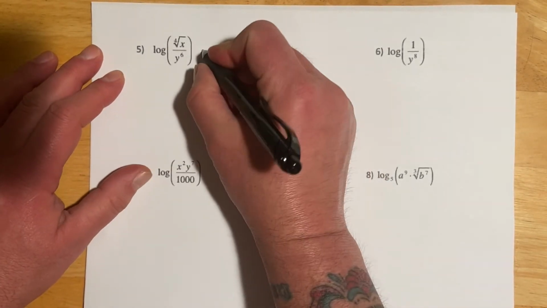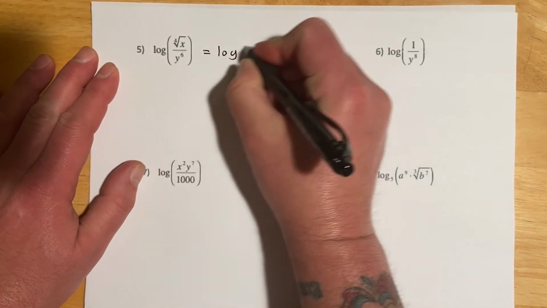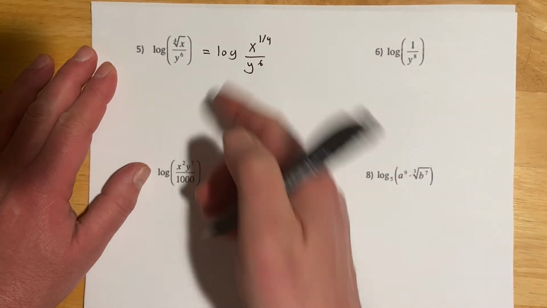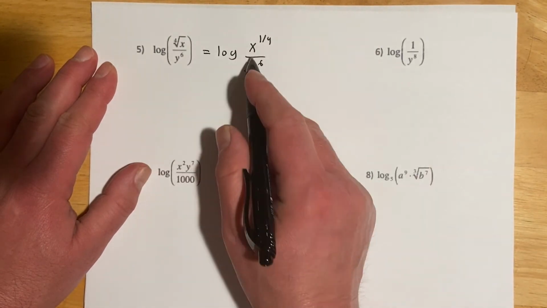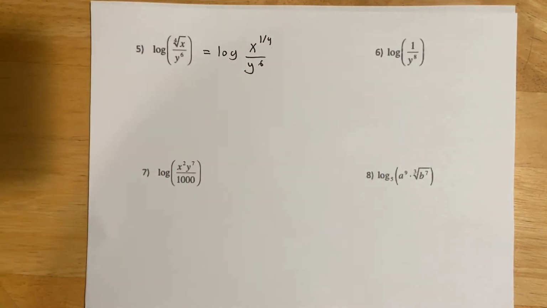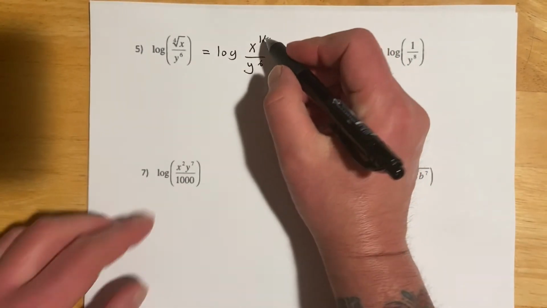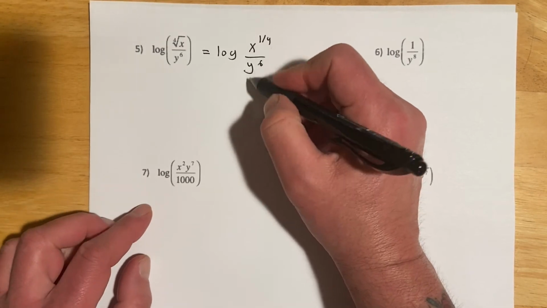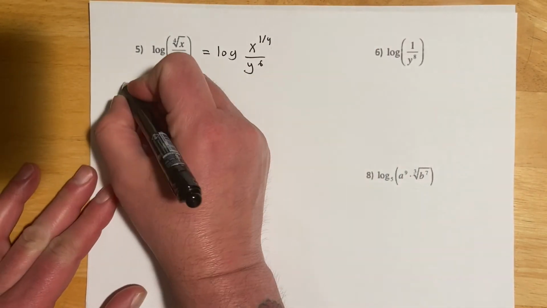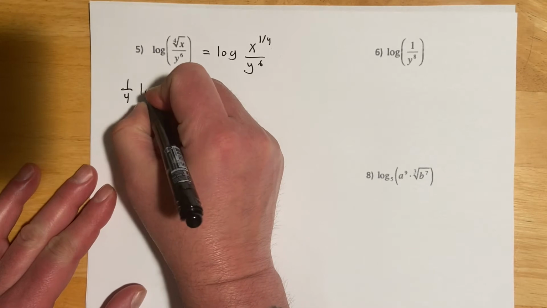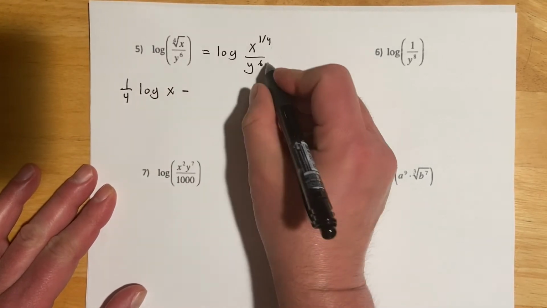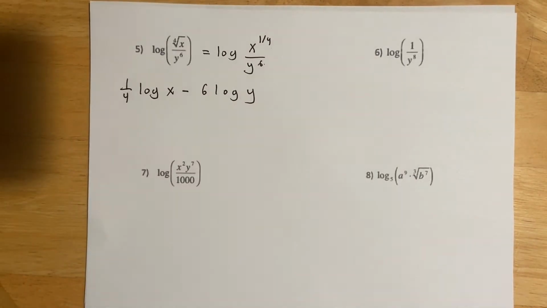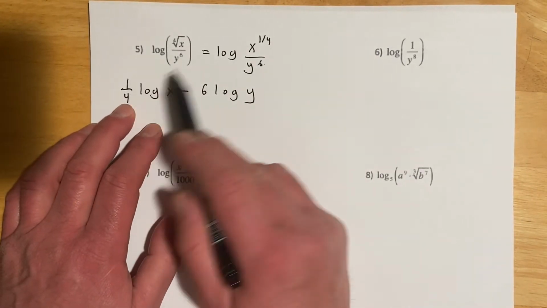Okay, for this one, let's think of that fourth root as log x to the 1/4 and y to the 6th. And anytime you see a root, just think fractional exponent. And now here, if you notice, the exponents always become the coefficient of the log, and then because this is division, it's going to be a subtraction. So what this will look like is 1/4 log x and then minus 6 log y. And you can do these with more steps, but you really don't need to.